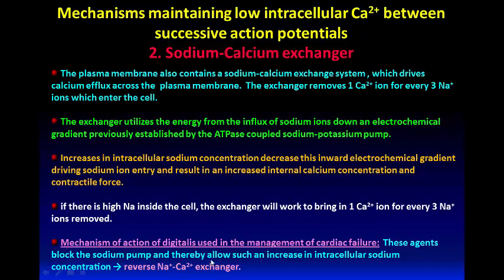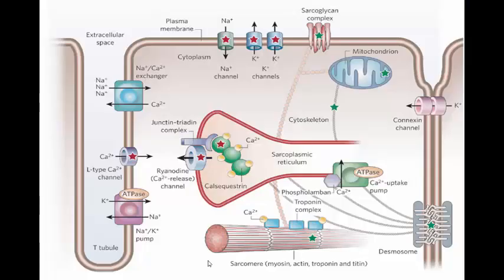thereby allowing an increase in the intracellular sodium concentration. And when this happens, the sodium-calcium exchanger acts in a reverse direction, as we have just mentioned. So this diagram shows the sodium-calcium exchanger in the sarcolemma. So for every 3 sodium ions getting in down their electrochemical gradient, 1 calcium ion gets out.